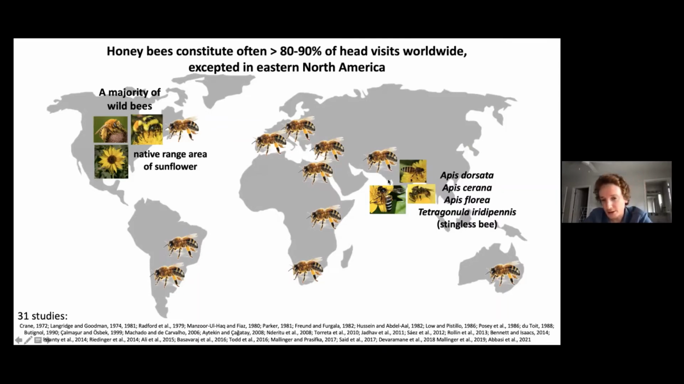And in Asia, Apis mellifera can also visit the sunflower, but there are also a lot of visits by other Apis species like Apis dorsata, Apis cerana, and Apis florea, or by other stingless bees such as Tetragonula iridipennis. But we can see here that worldwide it is Apis mellifera which does the pollination work in sunflower. It is based on 31 studies in the world.